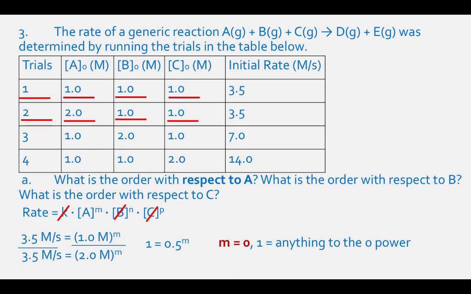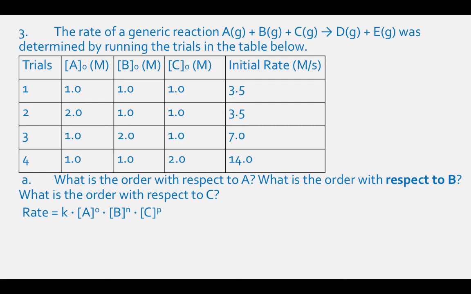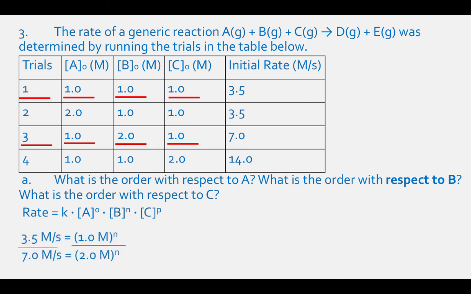To find the order of the reaction with respect to reactant B, use two trials where the concentrations of A and C are unchanging and only B is changing. This is trials 1 and 3. Then take one rate equation divided by the other rate equation. We will then have 3.5 molar per second divided by 7.0 molar per second equals 1.0 molar divided by 2.0 molar raised to the n power.